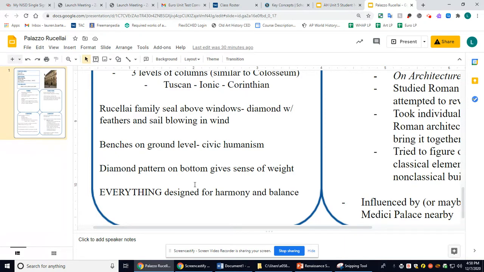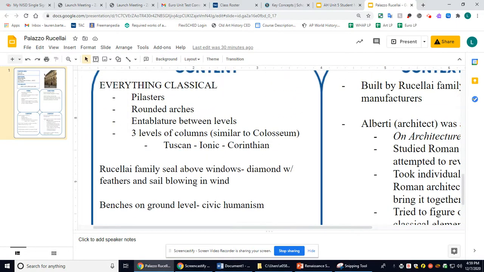So he really wants to create the most perfect facade possible. And again, if we compare it to the Medici Palace, it definitely has a lot more balance and harmony. It looks very proportional and beautiful. So again, if you want to pause the video here, feel free, and then I'll scroll down and you can get the rest of it if you need to.